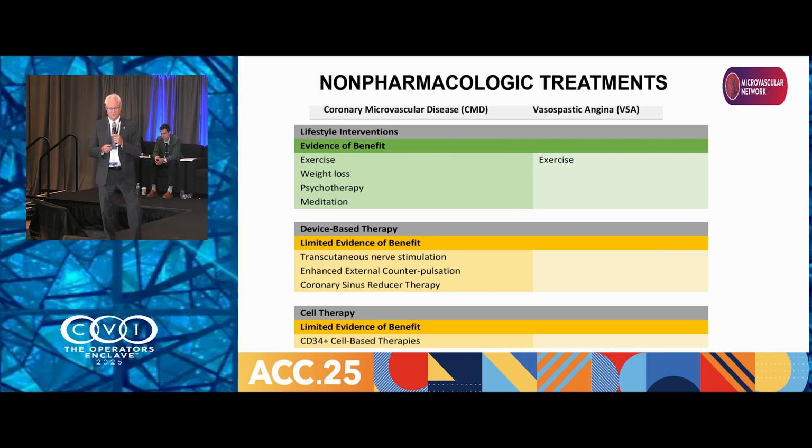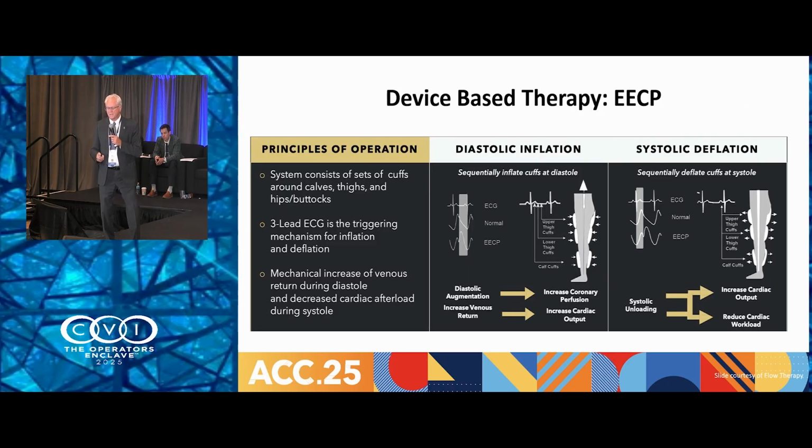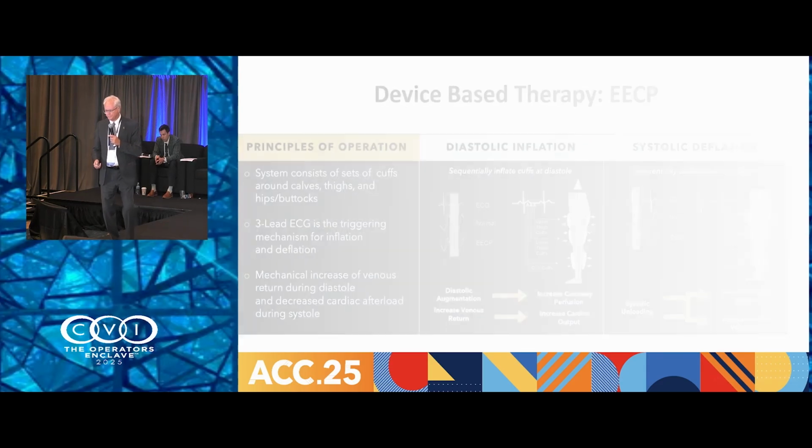And we also use the coronary sinus reducer. There's excellent data that I'll show you a bit in a minute. And then there's some data with cell therapy, but not available at the present time. This is the ECP. Physiology is just like a balloon pump. You increase diastolic flow when the cuffs are up, and then the cuffs come down and you decrease afterload.